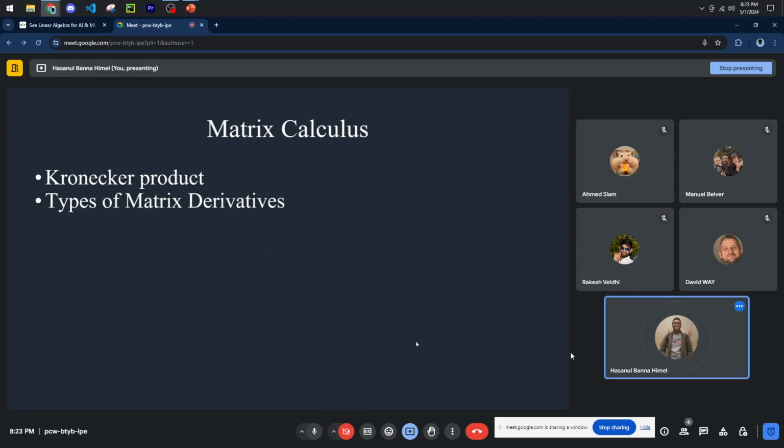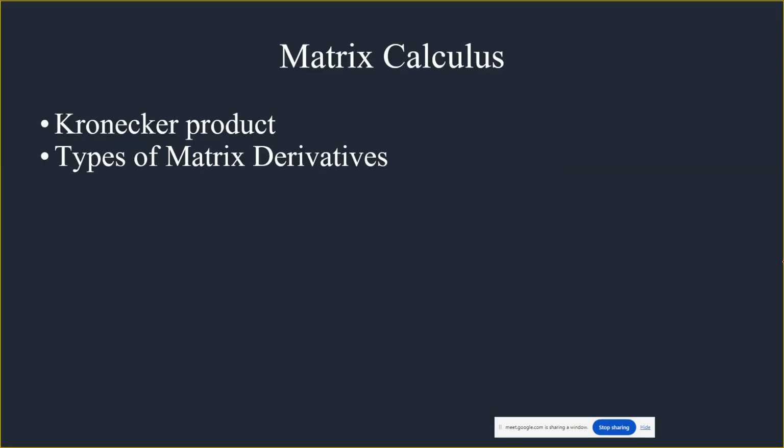Now let's move on to the matrix calculus. Today we will discuss two things. We will discuss the Kronecker product, how we can find the Kronecker product, and secondly we will see types of matrix derivatives. We can do this in three forms. We will discuss one of them today, and the other two methods we will discuss in our next session.